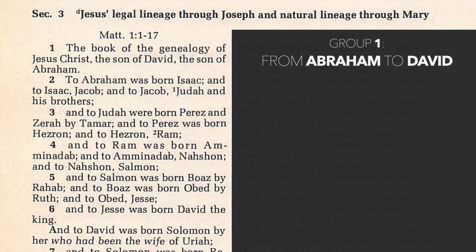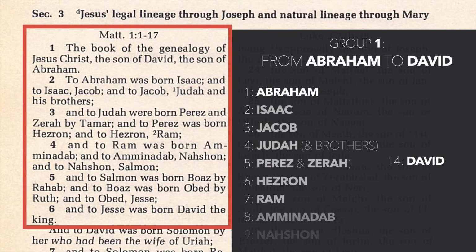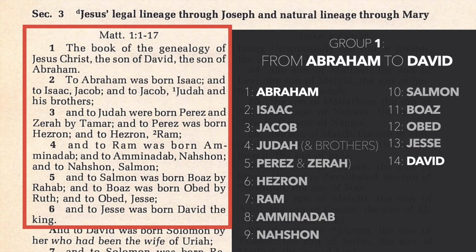So let's look at this first group. It goes from Abraham down to David. So from here, you can see this first group clearly right there. It goes to Jesse, and was born King David. Now, King David is going to start the next section as well. But you'll notice it starts with Abraham and it goes to David, and you've got these 12 names in between these 2.